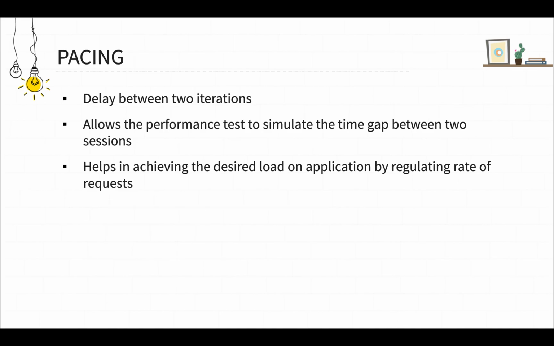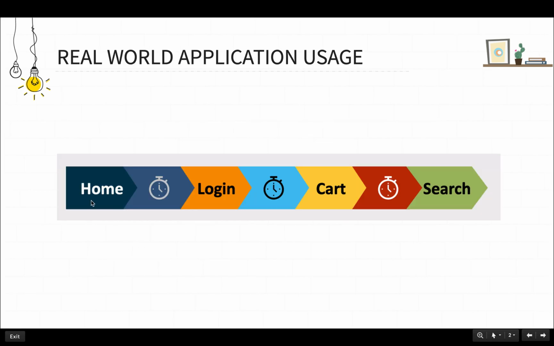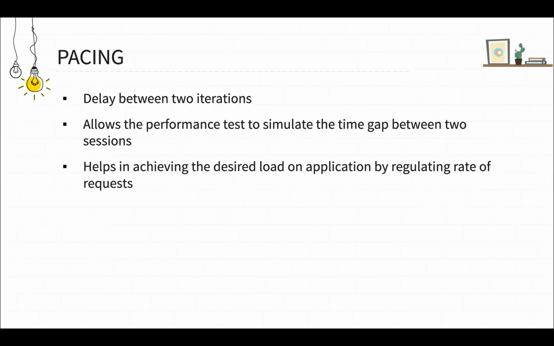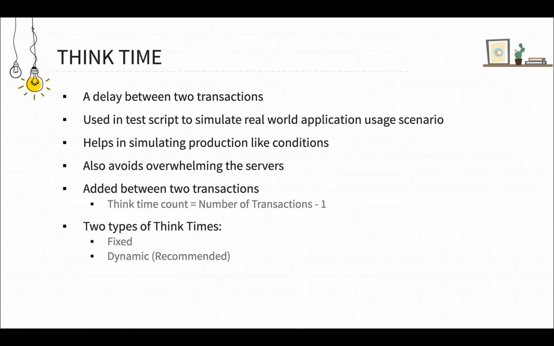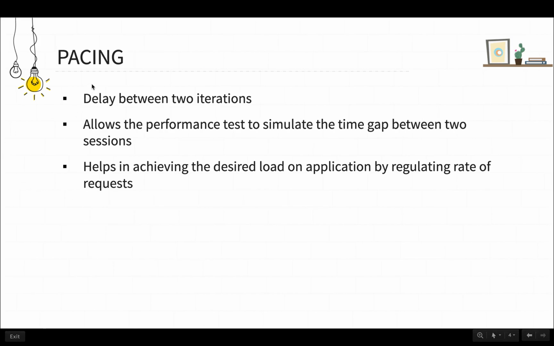Let's understand pacing now. Think time is the delay between two transactions, whereas pacing is the delay between two iterations. Let's say this is one iteration of your application usage. Pacing will introduce a delay between iterations: after search, there will be some delay, and then the user will start hitting the homepage again. The delay between two iterations is called pacing.